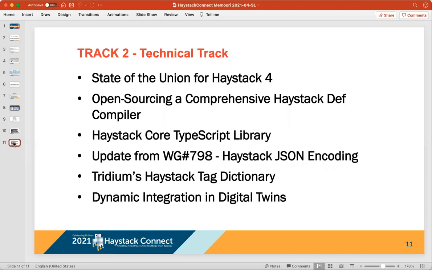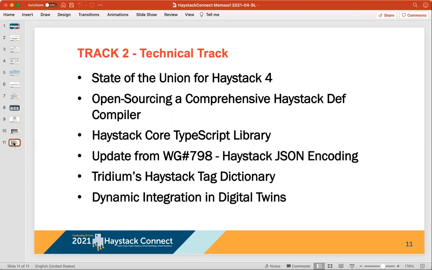Then we have a much more technical track. So the State of the Union of Haystack 4 and the closure of the public review. Open source. So this is another really important part of the community, is they work together, not just to define these tagging models and ontologies and improve the standards, but they build software that they release to the community in open source.